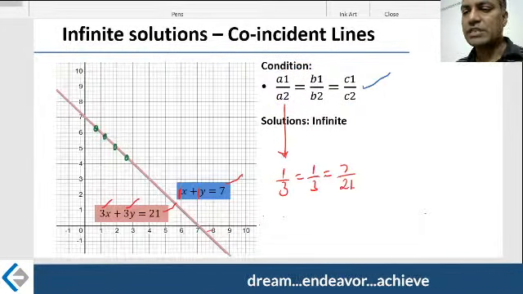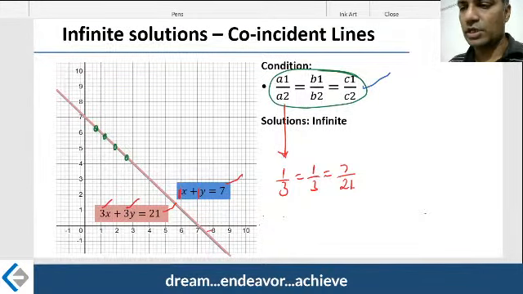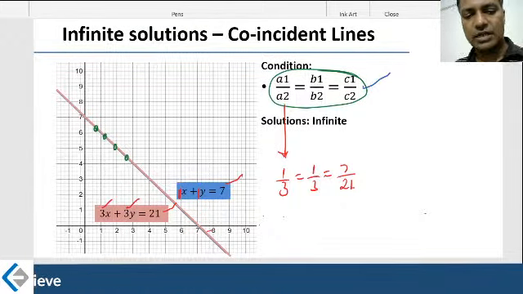So what about the coincident lines? The coincident line says the ratio of coefficient of x should match the ratio of coefficient of y, which in turn should be equal to the ratio of the constant term. So these are the three conditions, based on which at times very simple examples can be created.